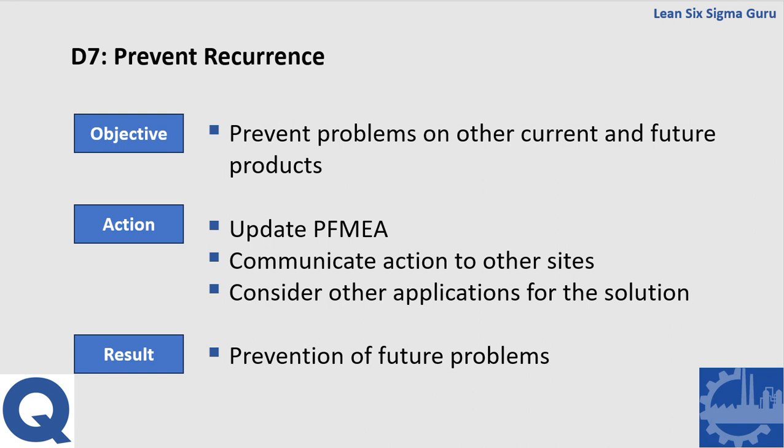D7 is prevent recurrence. The objective is to prevent problems on other current and future products. So we have learned a lesson, we have found a root cause of a problem, we have put in actions to stop it. So this is where we look across. If we have an FMEA, we update it. If we have other sites, we communicate what the action is to them so that maybe they can use the same solution. We look at other products. Do they have the same kind of problem where we can use the same solution? And we look at things in development. This is an important part that's often missed. So we don't design in the same problem that we just fixed on the existing product. The result here should then be, of course, prevention of future problems.